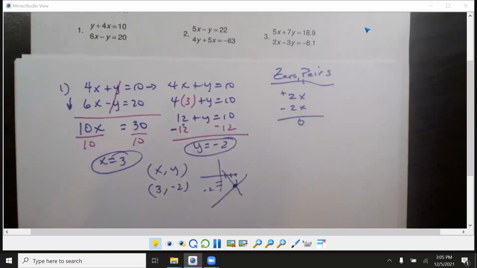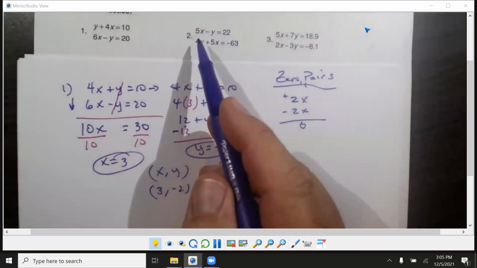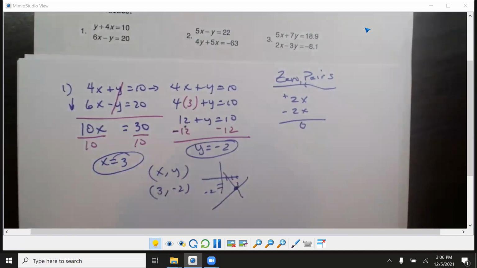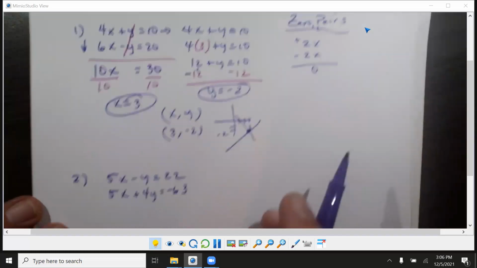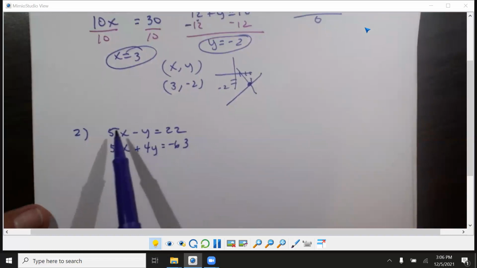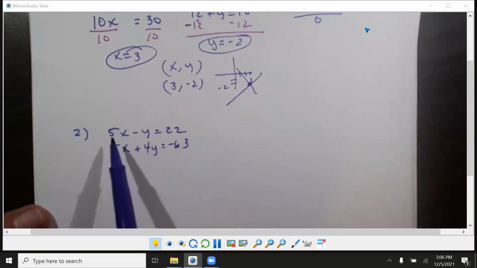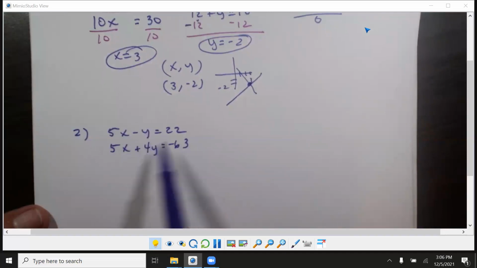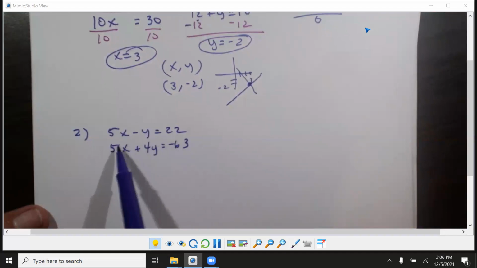All right, number two, we have 5x minus y equals 22. I'm going to go ahead and line them up, though you can see the y's first, but I'm going to put this 4y under this y and this 5x under that one. All right. So if you look at this, I do have two terms that are exactly the same, but they're both positive. This one's 1y, the other's 4y. And we don't care if these are the same or not. We're only interested in the letters.